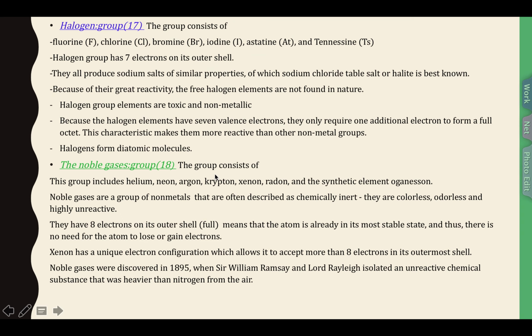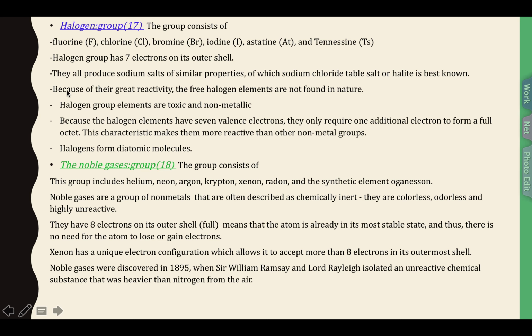Next, the halogen group and the noble gas group, which are the last two main groups in the periodic table. Let's start with the halogen group, which is group 17. It consists of fluorine, chlorine, bromine, iodine, astatine, and tennessine. The halogen group has 7 electrons in its outer shell. They all produce sodium salts of similar properties, of which sodium chloride, table salt or halite, is best known.